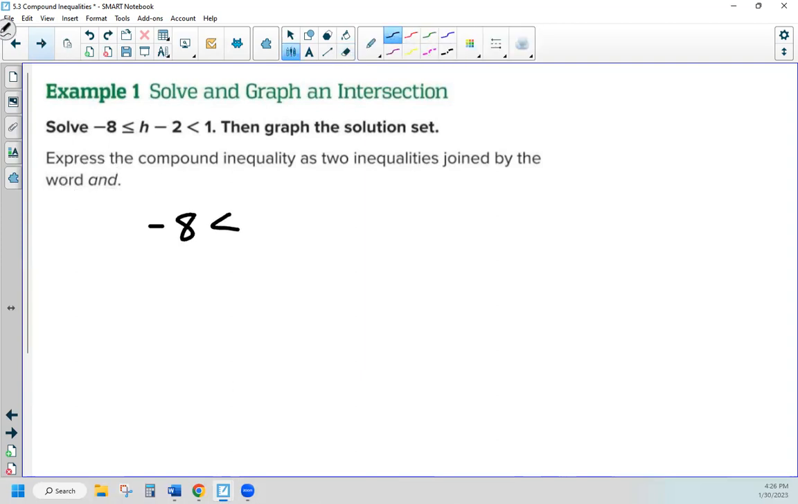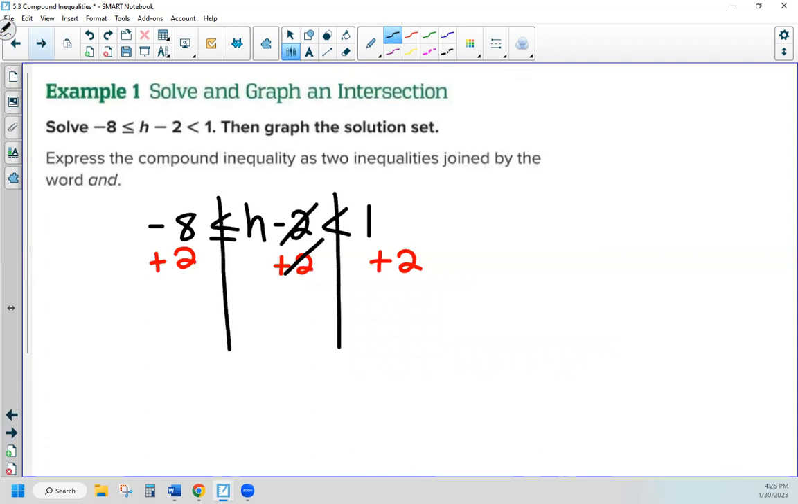-8 less than or equal to h minus 2 less than 1. All right, so the way that we're going to solve this is the same exact way that we would solve equations, not equalities, equations. And that is where we want to get the variable by itself. Now, the only difference is that in an equation, we have one equal symbol. Here we have two inequality symbols.